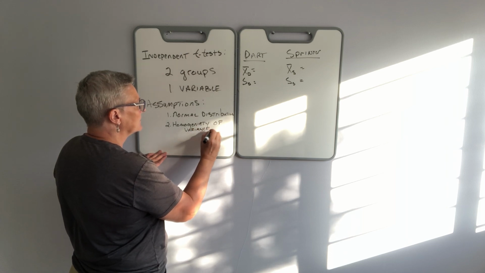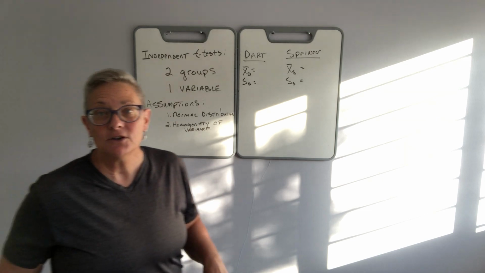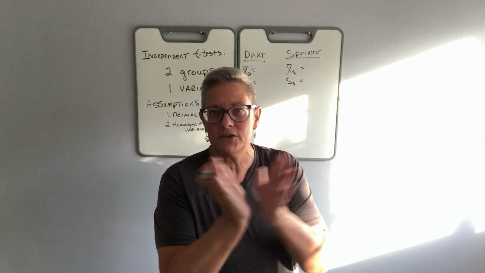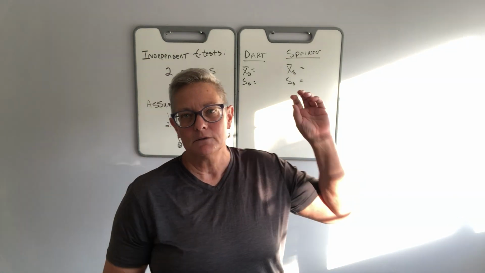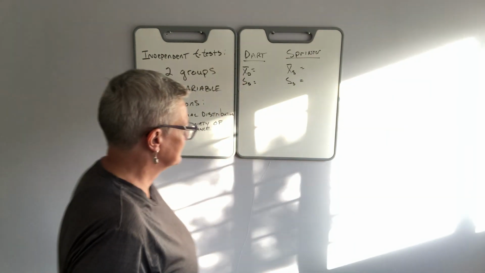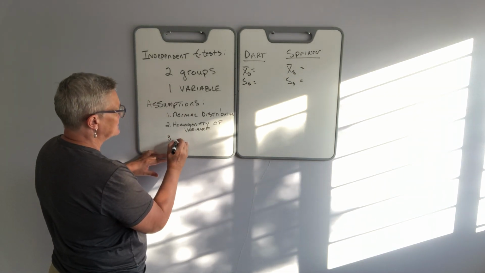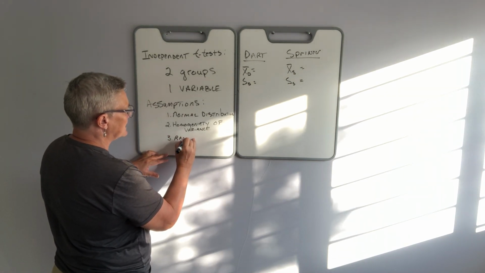Homo meaning same, geneity meaning variance. Homogeneity of variance: is the variance the same between the sprinter and the dart, in our case?